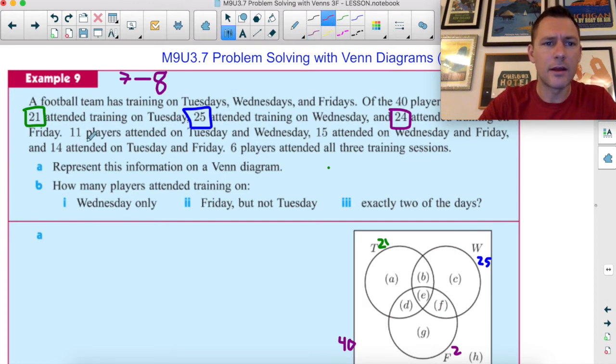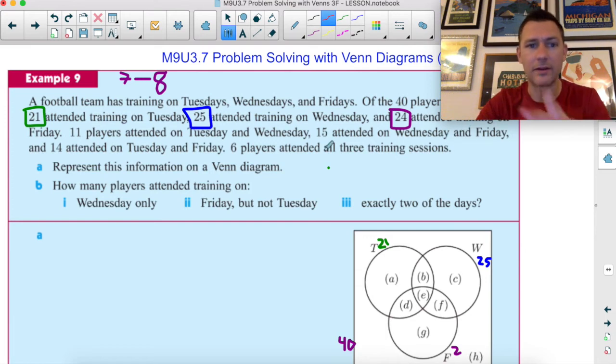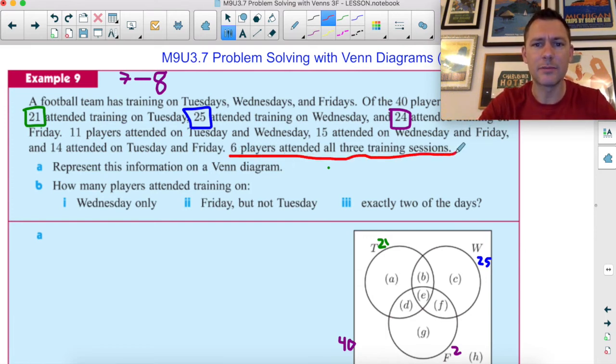They said 11 players attend on these 2 days, 15 attend on here and here, and then this is the part that is helpful, I think. 6 players attended in all 3 settings. So I think that's our 6.